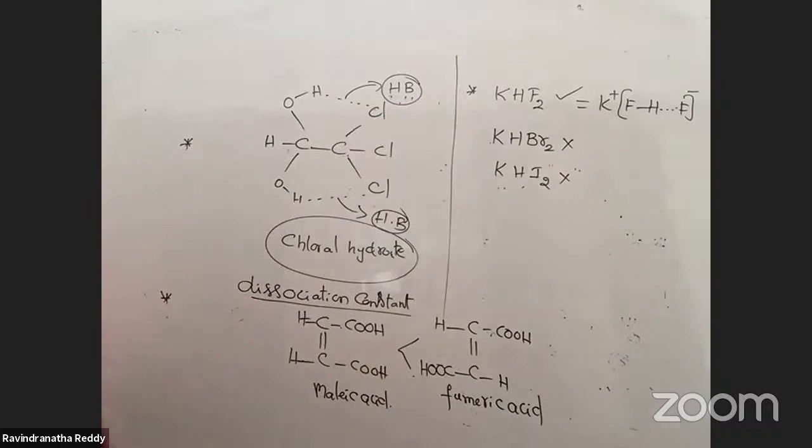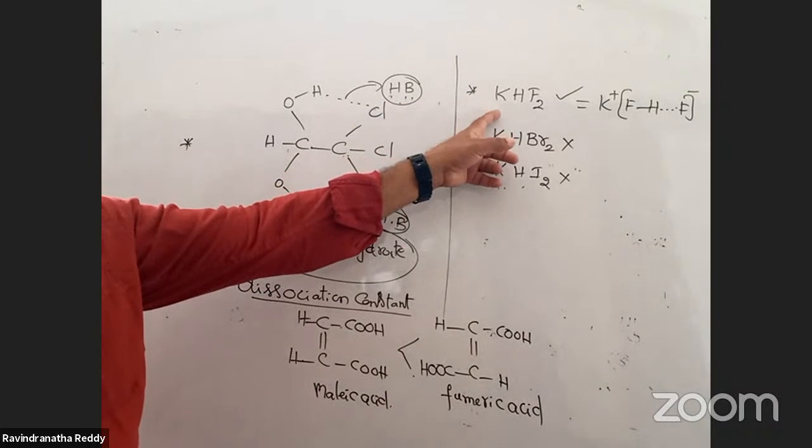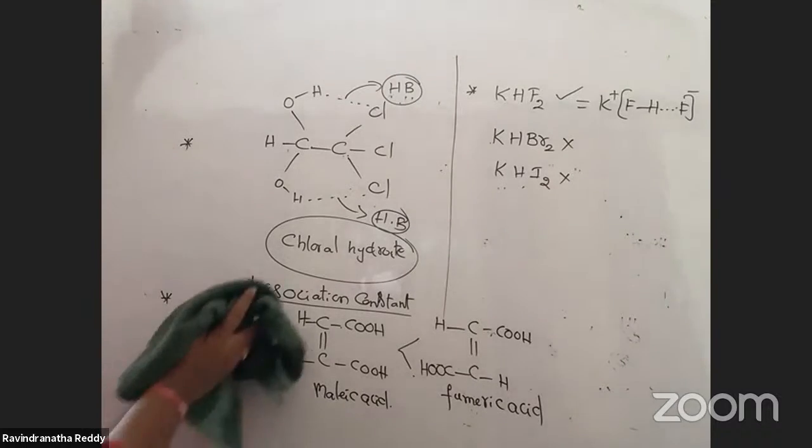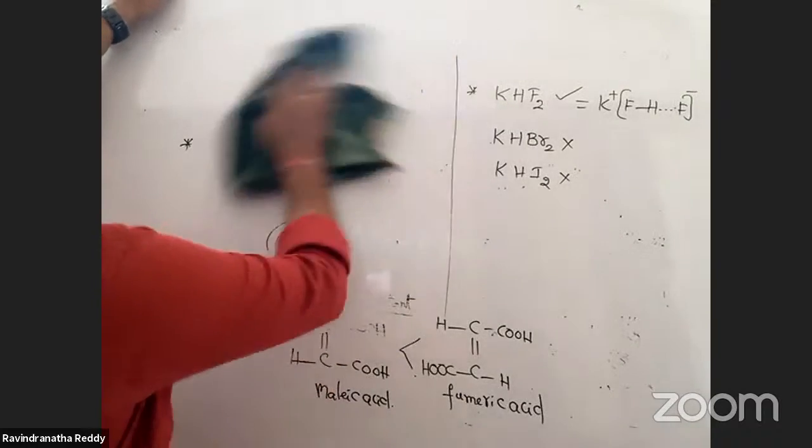In the KHF2 condition, hydrogen bonding is possible. That's why the KHF2 molecule is possible. But KHBr2 and KHI2 compounds are not possible. Next, one more property based on hydrogen bond: we can compare dipole moment values.